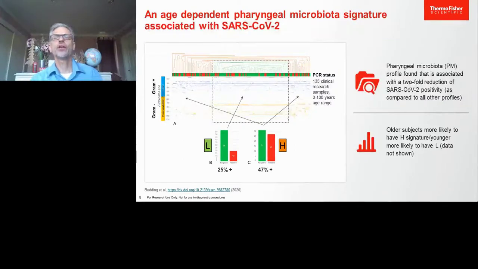So further and more detailed analysis of this data set can be found in this publication that's listed on the slide, or alternatively, there is a poster that will also be presented in this conference that goes into more detail into the data analysis and the conclusions.